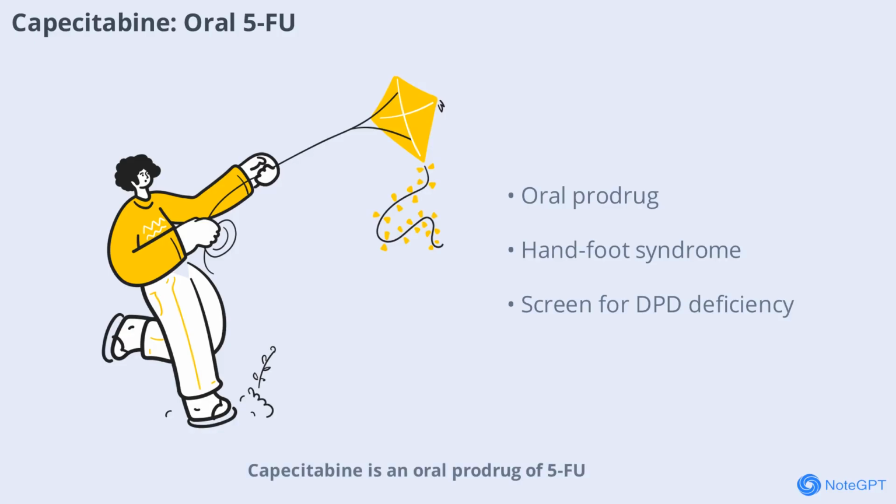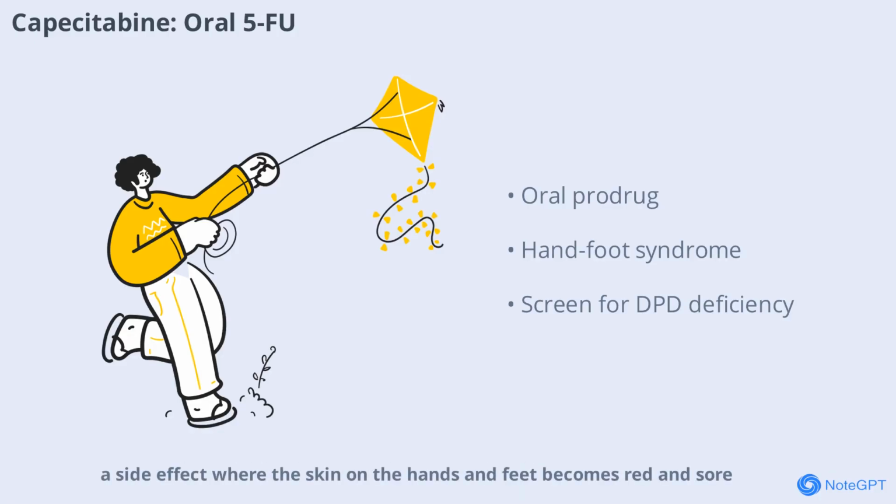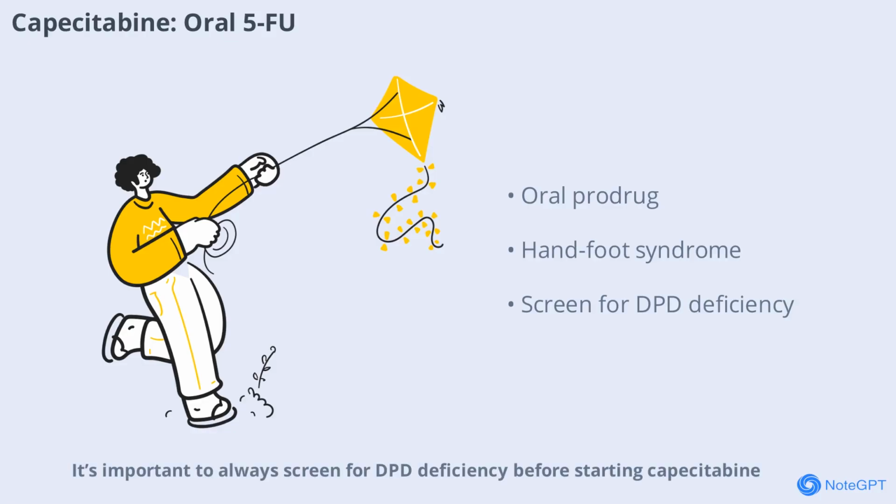Capecitabine is an oral prodrug of 5-FU. It's converted to 5-FU preferentially in tumor tissue, making it more convenient for patients. Capecitabine is famous for causing hand-foot syndrome, a side effect where the skin on the hands and feet becomes red and sore. It's important to always screen for DPD deficiency before starting capecitabine, as this can lead to severe, sometimes fatal, toxicity.